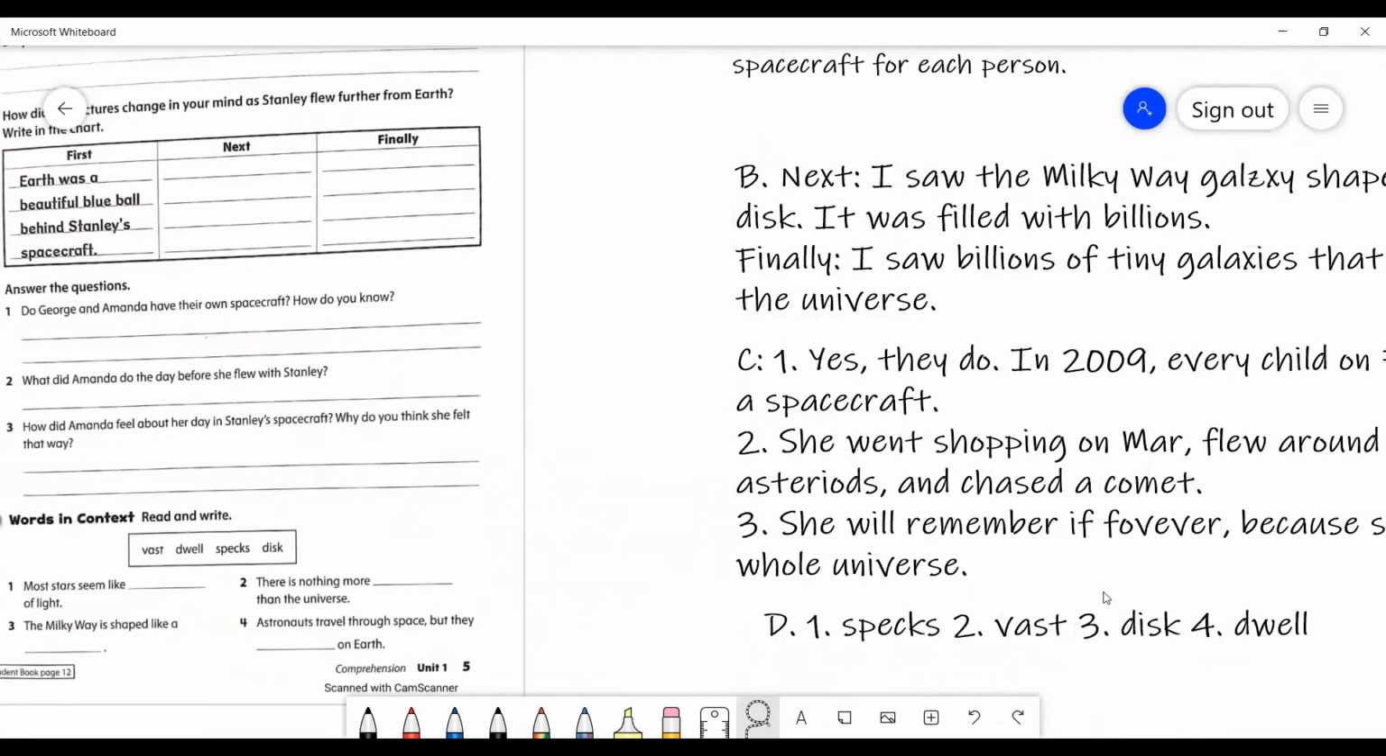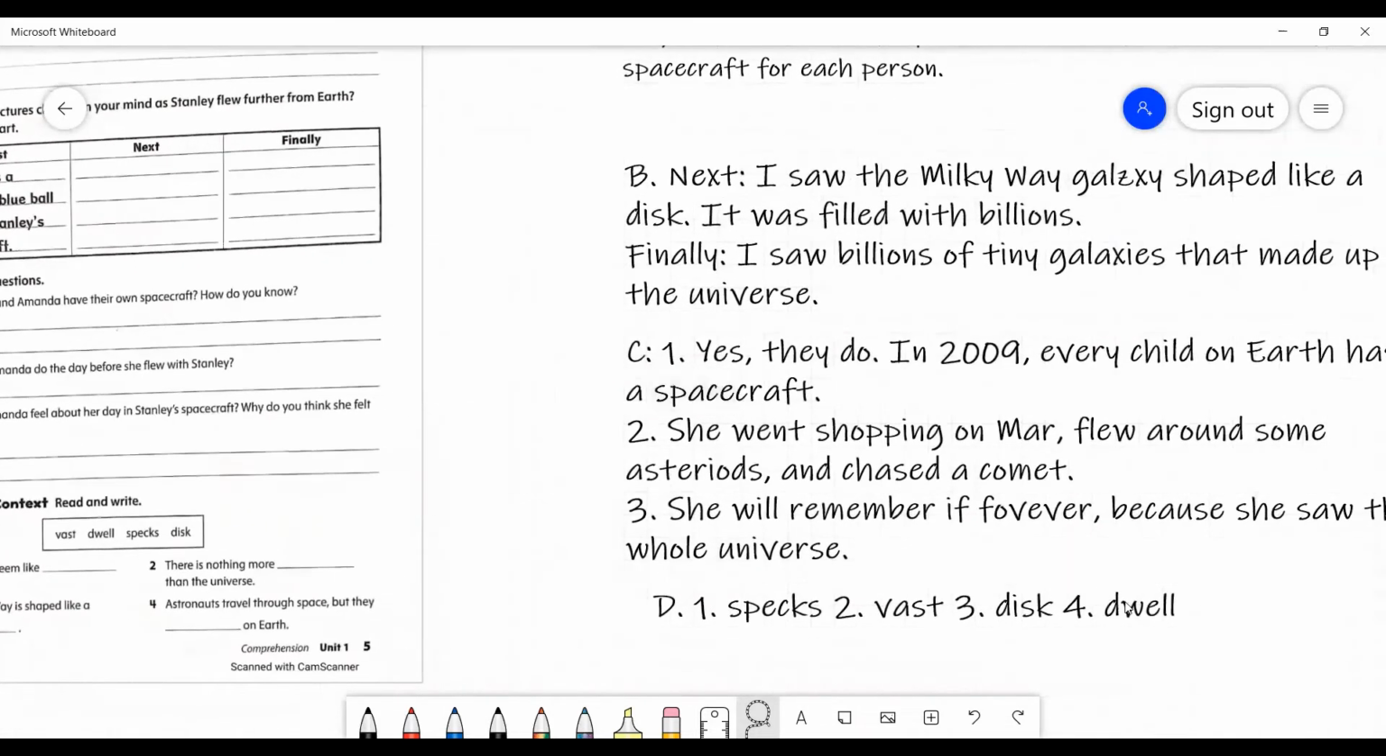So number 2, what did Amanda do the day before she flew with Stanley? So according to my opinion, she went shopping on Mars, flew around some asteroids, and chased a comet.